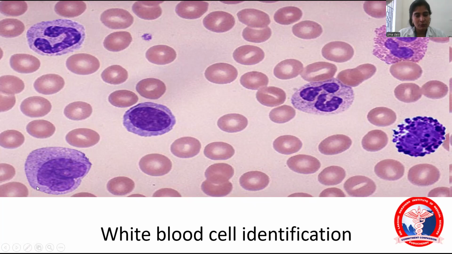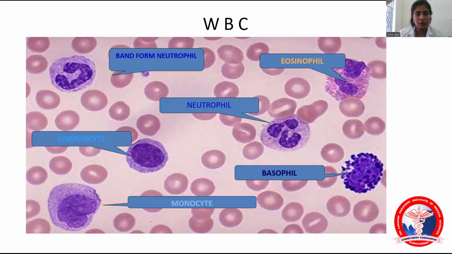This is how you identify a monocyte. It is the largest of all the WBCs, about 12 to 14 microns. I have represented the same thing here. So please be clear, this is how you identify the WBCs.